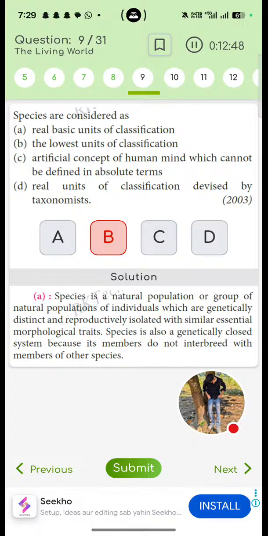Species are considered as the real basic unit of classification. Species is a natural population or a group of natural populations of individuals which are genetically distinct and reproductively isolated, with similar essential morphological traits. A species is also a genetically closed system because its members do not interbreed with members of other species.